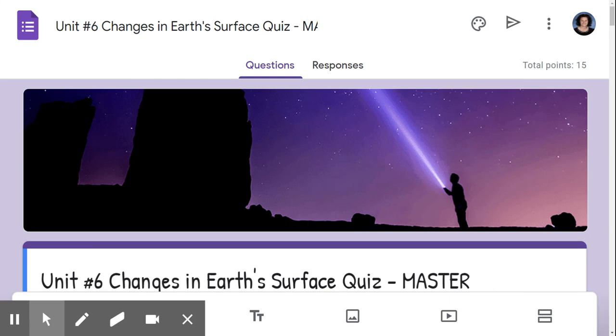Question 15. The gradual wearing away or breaking down of rocks by abrasion is a type of blank weathering. Hint: this is lesson review question number 2 on page 27. Chemical, physical, oxidation, erosion.